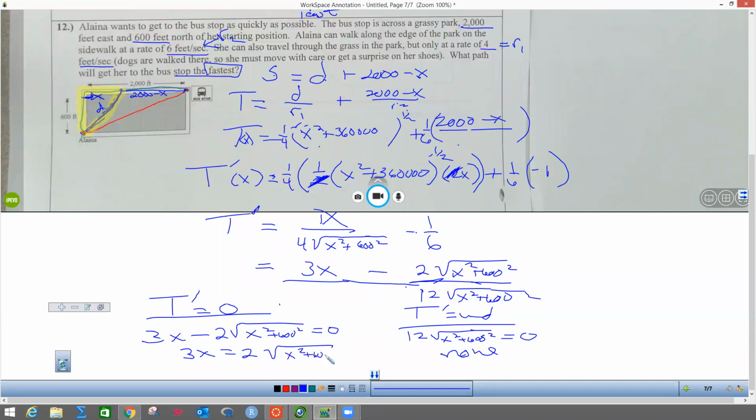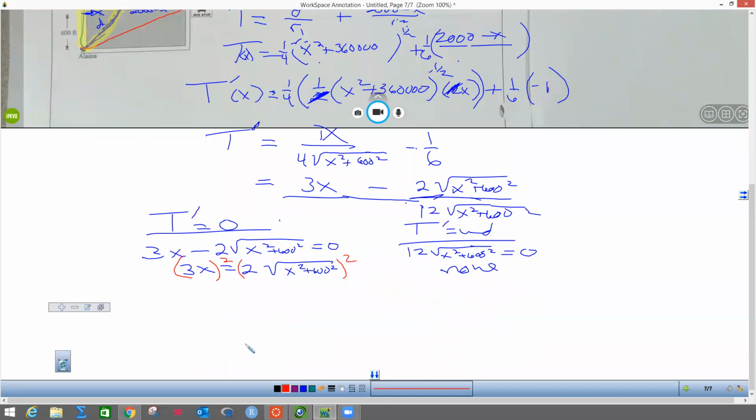And then you want to get rid of the square root. So we're going to square this side and we are going to square the other side. I hope this works out pretty because I don't know if it will or not. So I got 9x squared here, and over here I got 4 times x squared plus 600 squared. I just take that part out of the radical.